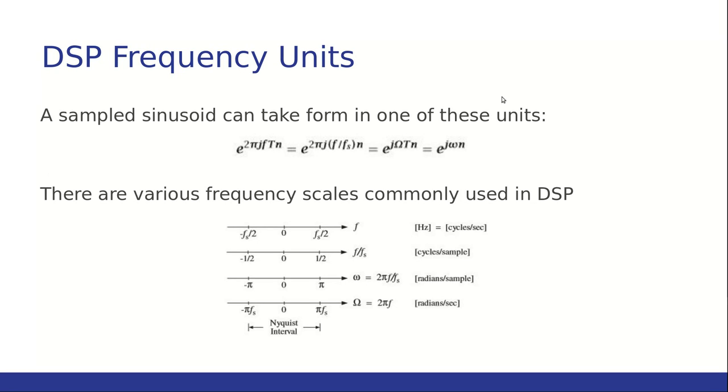A sample sinusoid can take form in one of the following units: T, which is also equal to 1 by fs, and then 2 pi f, which is equal to omega, and we have already seen before that omega T is capital omega. Also, there are various frequency scales commonly used in DSP. This interval is the Nyquist interval, and in one form of the sinusoid, the frequency scale is this, in the others.